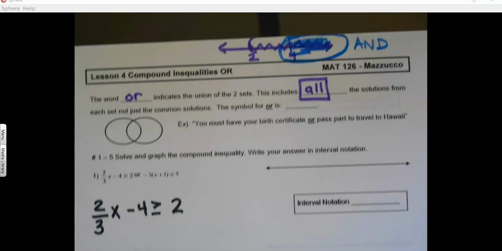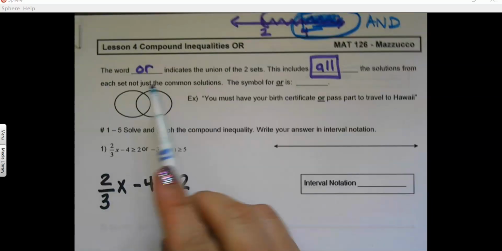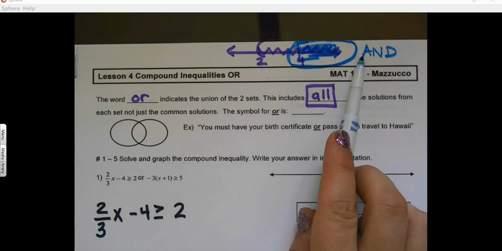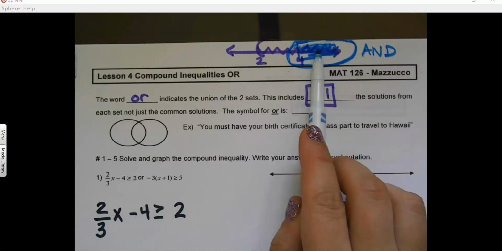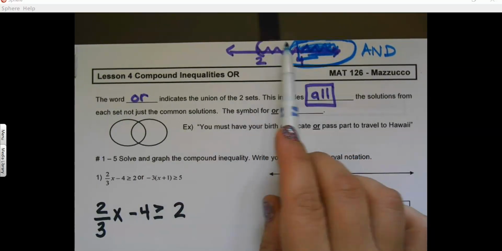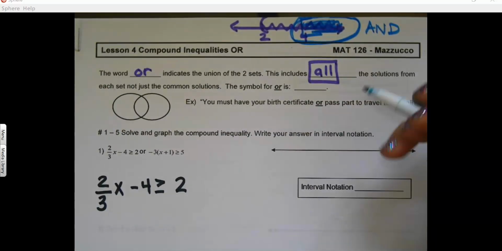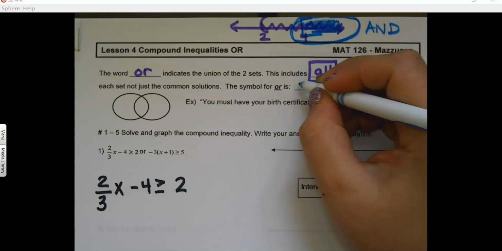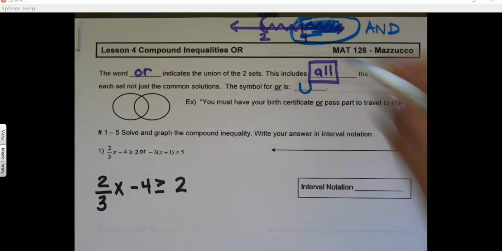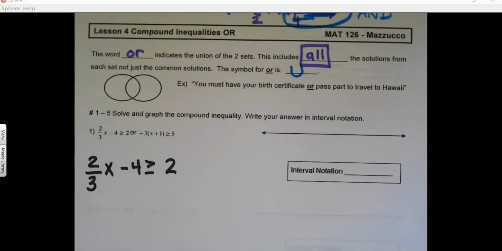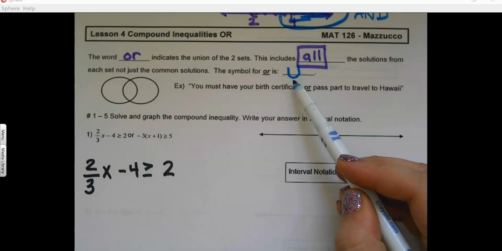Now we're saying that if it has the word or, we're going to include all the solutions, not just where they both meet, but even these ones over here. The symbol for OR looks like a horseshoe or a U. It means we're taking the union of two sets, and that's when we would use this symbol.